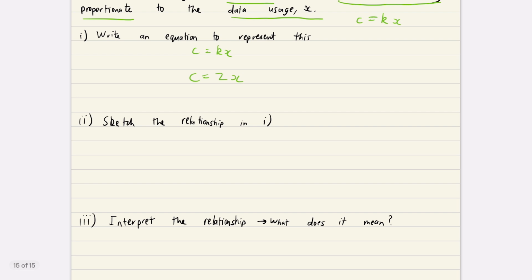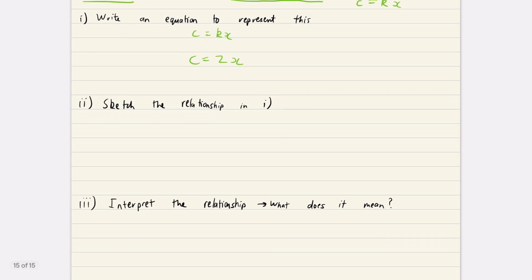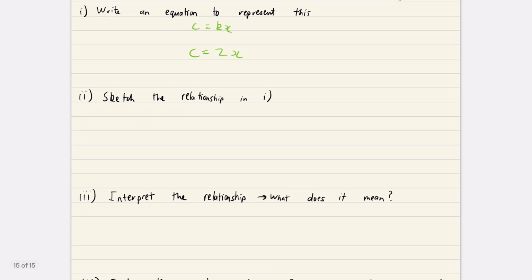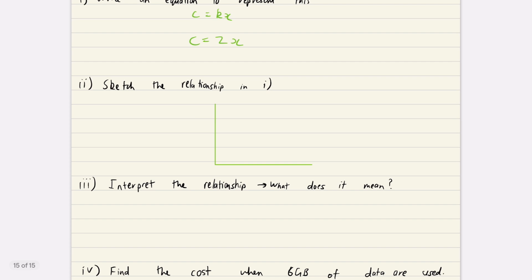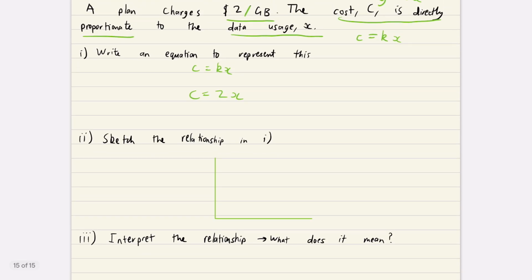So now let's sketch the relationship in part I. So C equals 2x. So we've got to draw up the Cartesian plane. But notice here how I'm only going to draw the first quadrant, because it doesn't make sense to draw the other quadrants, because cost cannot be negative, nor can your data usage be negative. The lowest that both cost and data usage can be is 0. So we're going to start there, right? And then it's just like sketching y equals 2x, but just in this first quadrant.